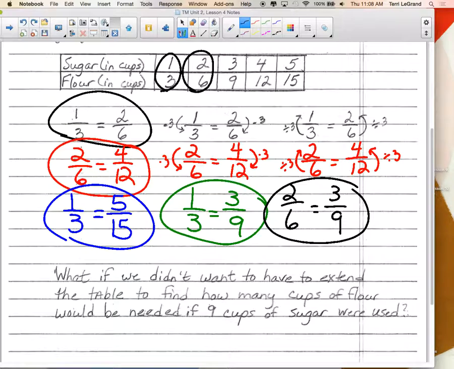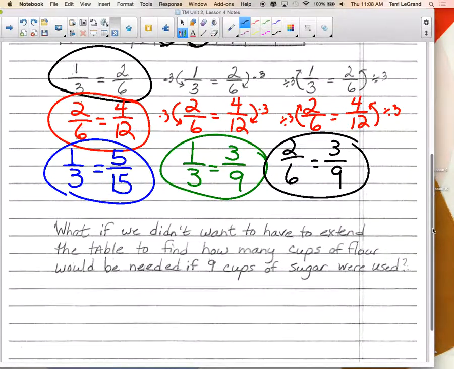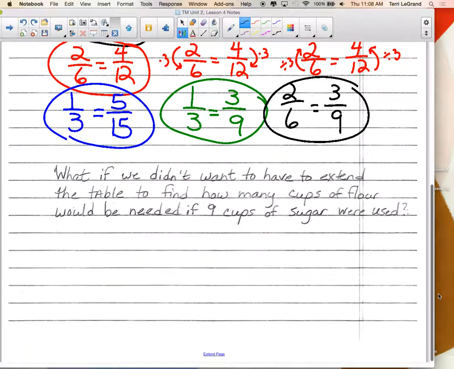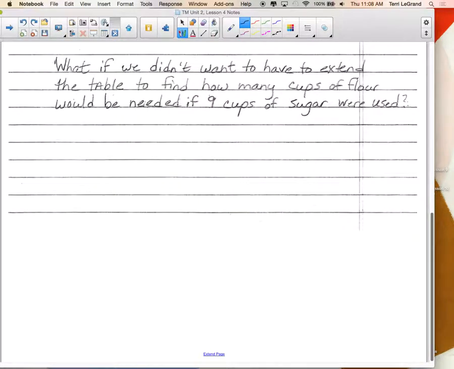So one ratio equivalent to another ratio. It's important that we start understanding that that makes up a proportion. Okay. The reason that is so handy is, what if we didn't want to have to extend a table? What if we didn't want to make the table very far out at all?